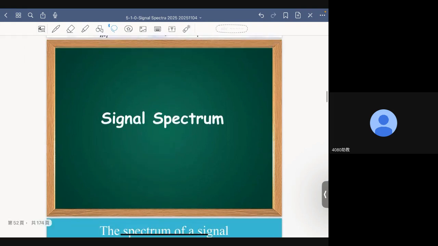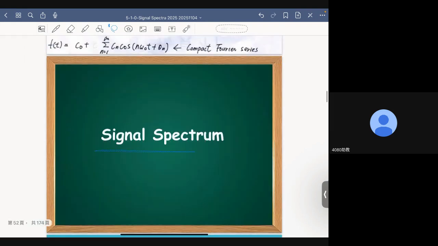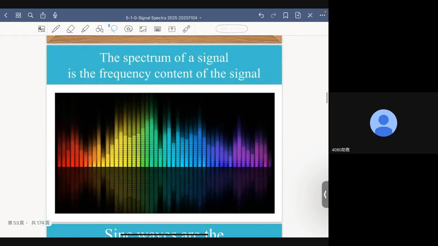In the beginning of today's lecture, let's review signal spectrum. What is a signal spectrum? The spectrum of a signal is the frequency content of the signal. So when we talk about the spectrum of a signal, we are actually talking about the composition of the signal. Why do we want to know the composition of a signal? Because we want to know what it is made of.